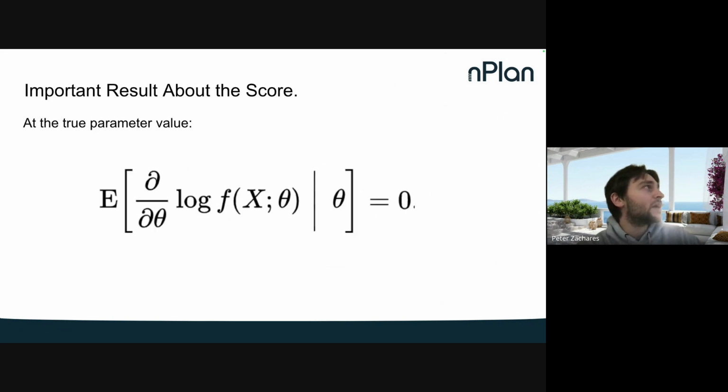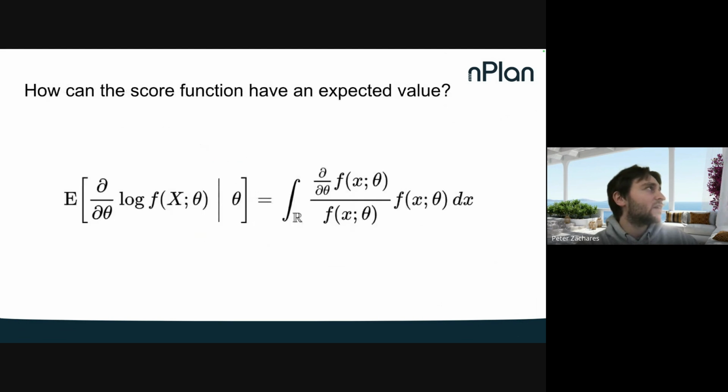But when I was looking at this, maybe this isn't confusing to you guys, I was like, how can the score function have an expected value? I don't know why it created such a block in my head, but it took me a long time to figure out that it has an expected value with respect to the original distribution. So when you're taking the expected value of the score, you're taking it with the probability density function, the original one.